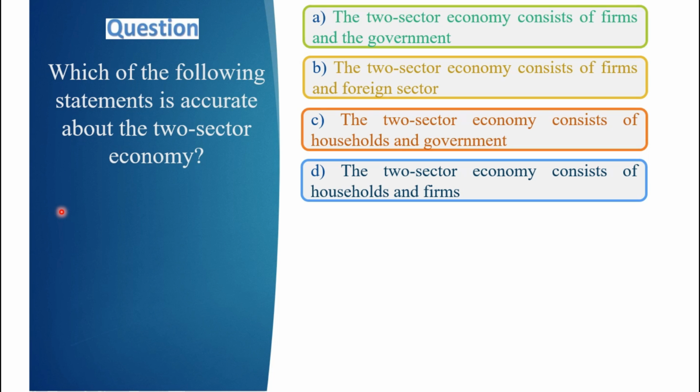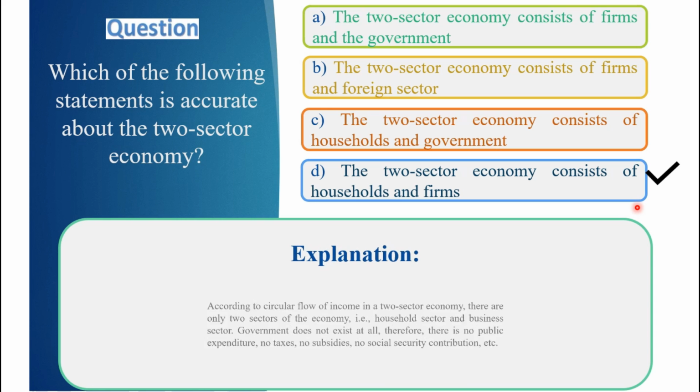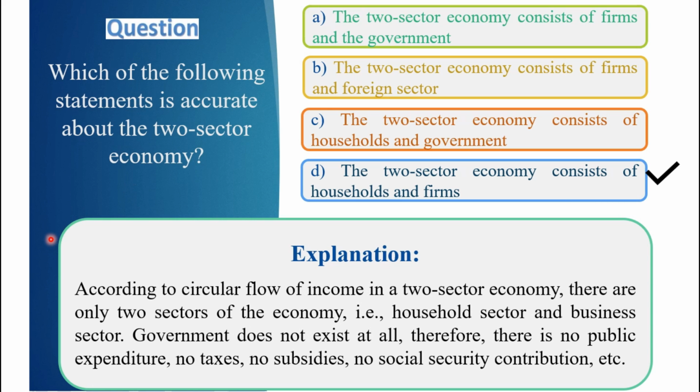And the correct answer for this question is option number D, the two-sector economy consists of households and firms. According to the circular flow of income in a two-sector economy, there are only two sectors of the economy. Number 1 is household sector and number 2 is business sector. Government does not exist at all. Therefore, there is no public expenditure, no taxes, no subsidies, no social security contribution, etc.